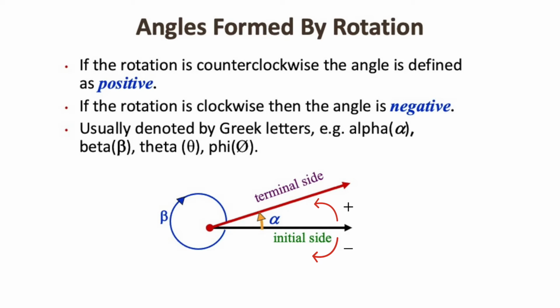We usually denote angles by Greek letters like alpha, beta, theta, and phi. However, you are free to choose any variable to represent your angle.